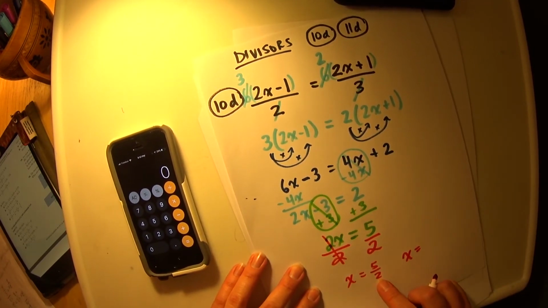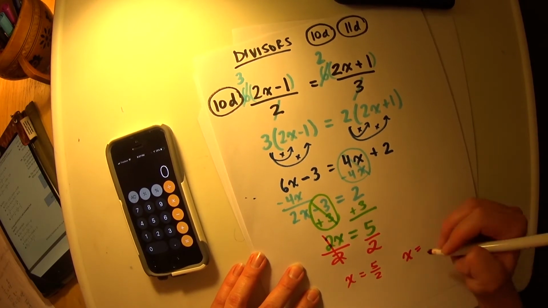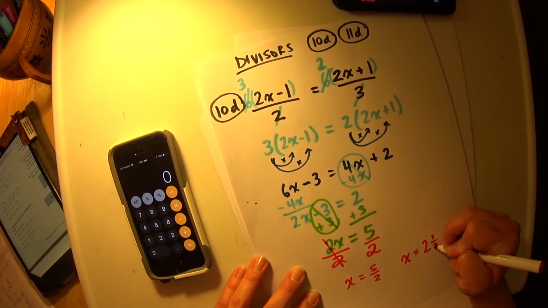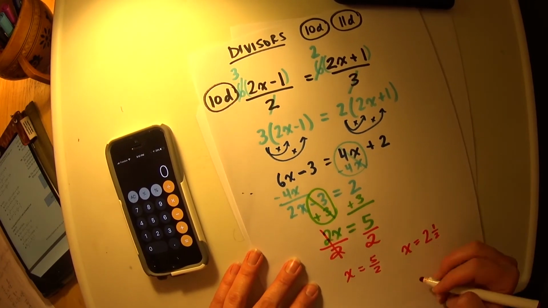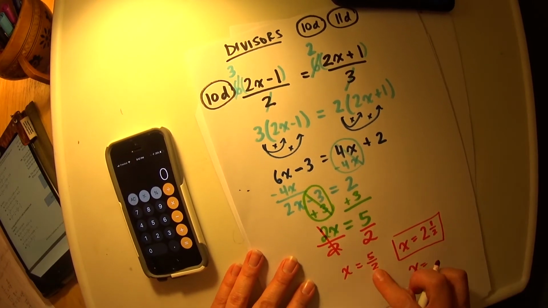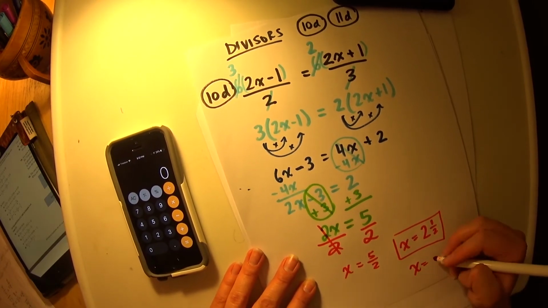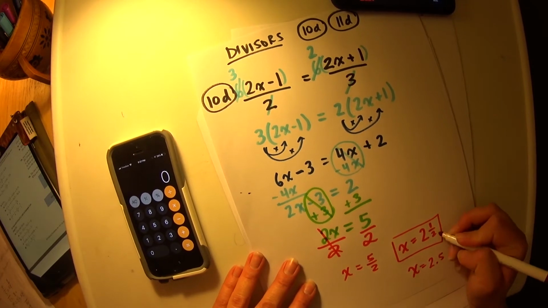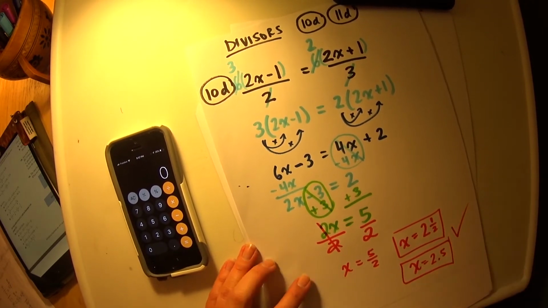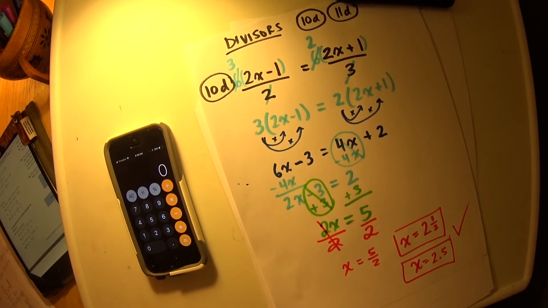how many times does 2 fit into 5? Twice, that gives me 4. So I'd be left with 2 and 1/2. That's fine as a final answer, or I know some people actually divide this out, which is fine too, so you would just end up with 2.5. Same answer, you've just expressed it in a different way. Both of those would get you full marks. No problem there.